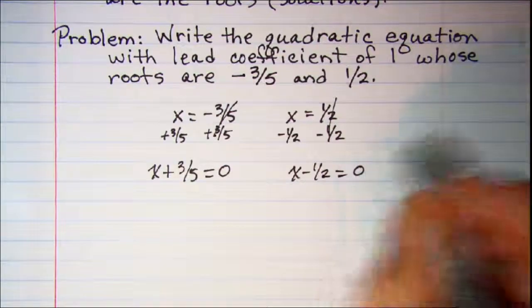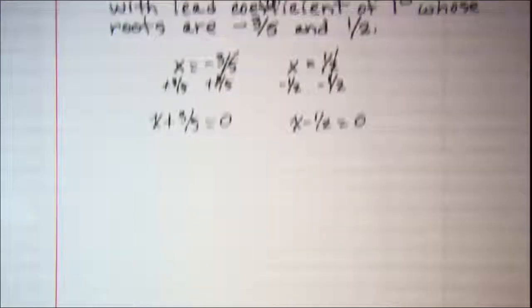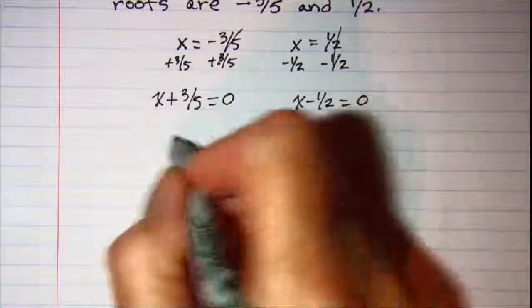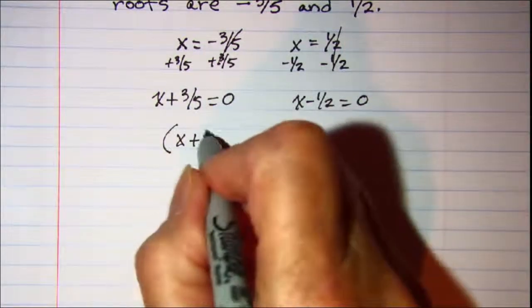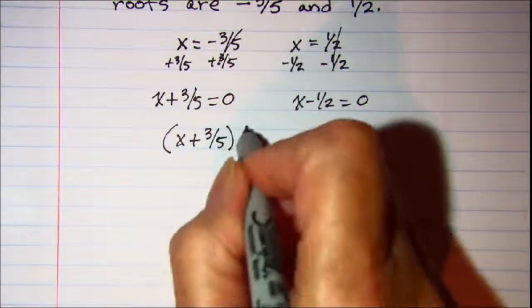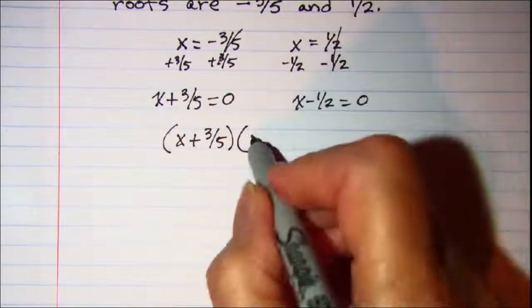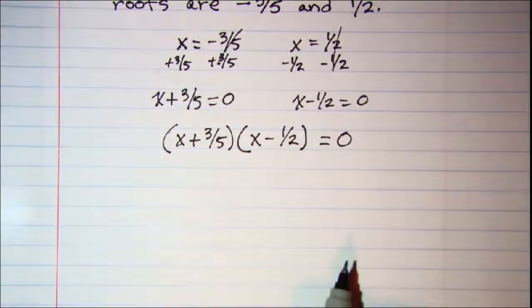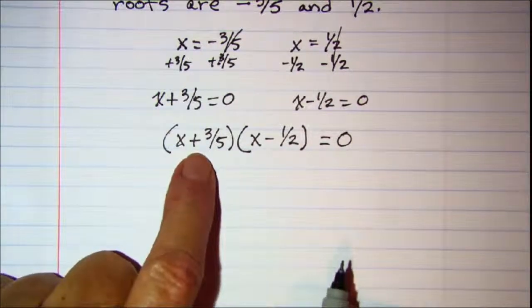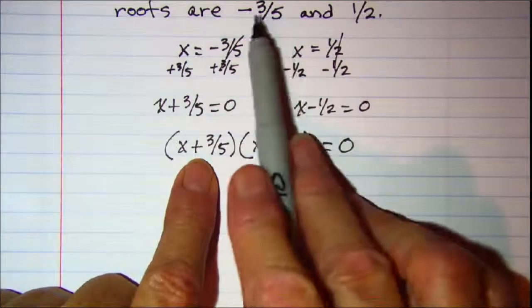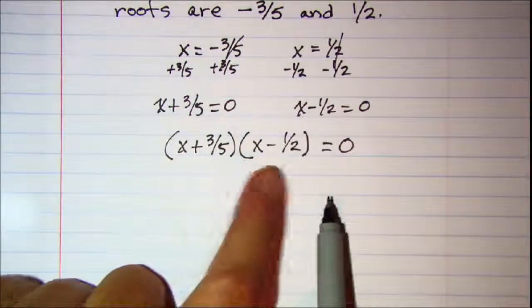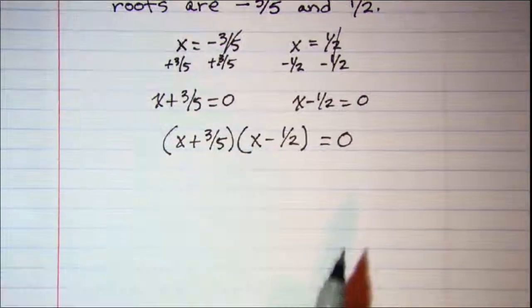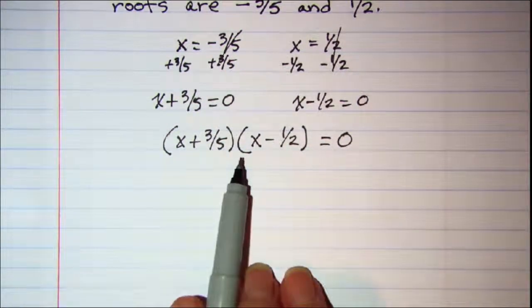is equal to 0. Now we put those together into one equation, so we have (x + 3/5) multiplied by (x - 1/2) equals 0. Now notice that this sign is just opposite the sign on the root, and the sign here is just opposite the sign on the root here. That'll help you determine if you're in the right direction.